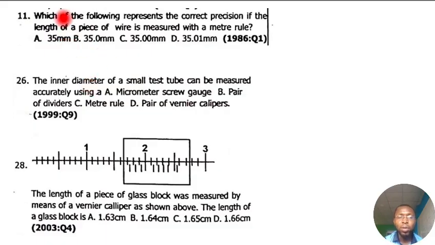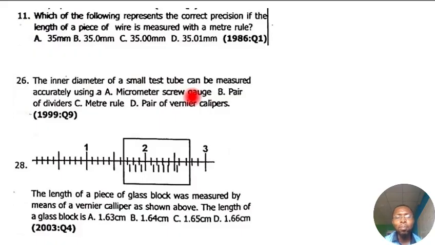All right. So it's a whole number. It's going to be in whole number. So A is the correct option. Yeah. The rest are in decimal numbers, so they cannot be used. All right. So the next question says the inner diameter of a small test tube can be measured accurately using a micrometer screw gauge. Now, micrometer screw gauge cannot measure anything internal or inner.